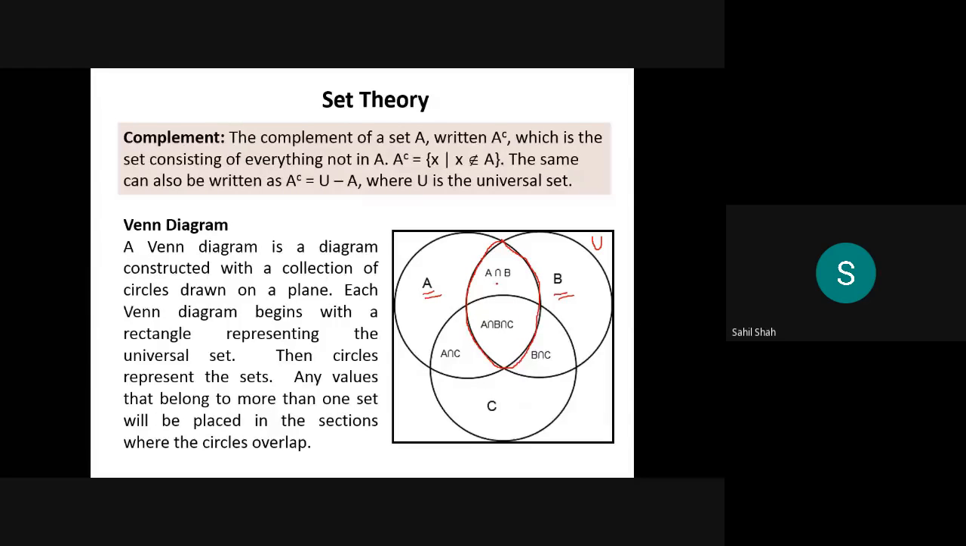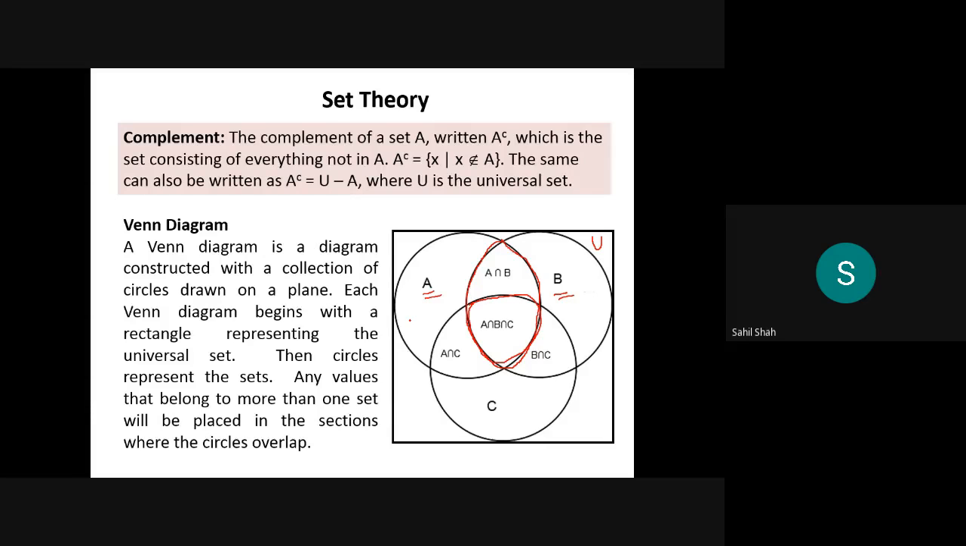Contributing to A intersection B. In a similar manner, this one is contributing to A intersection C, and this one is contributing to B intersection C. If we are interested in finding the intersection of all three sets together, that will be represented using this section. This is representing A intersection B intersection C, the common elements in all three sets.